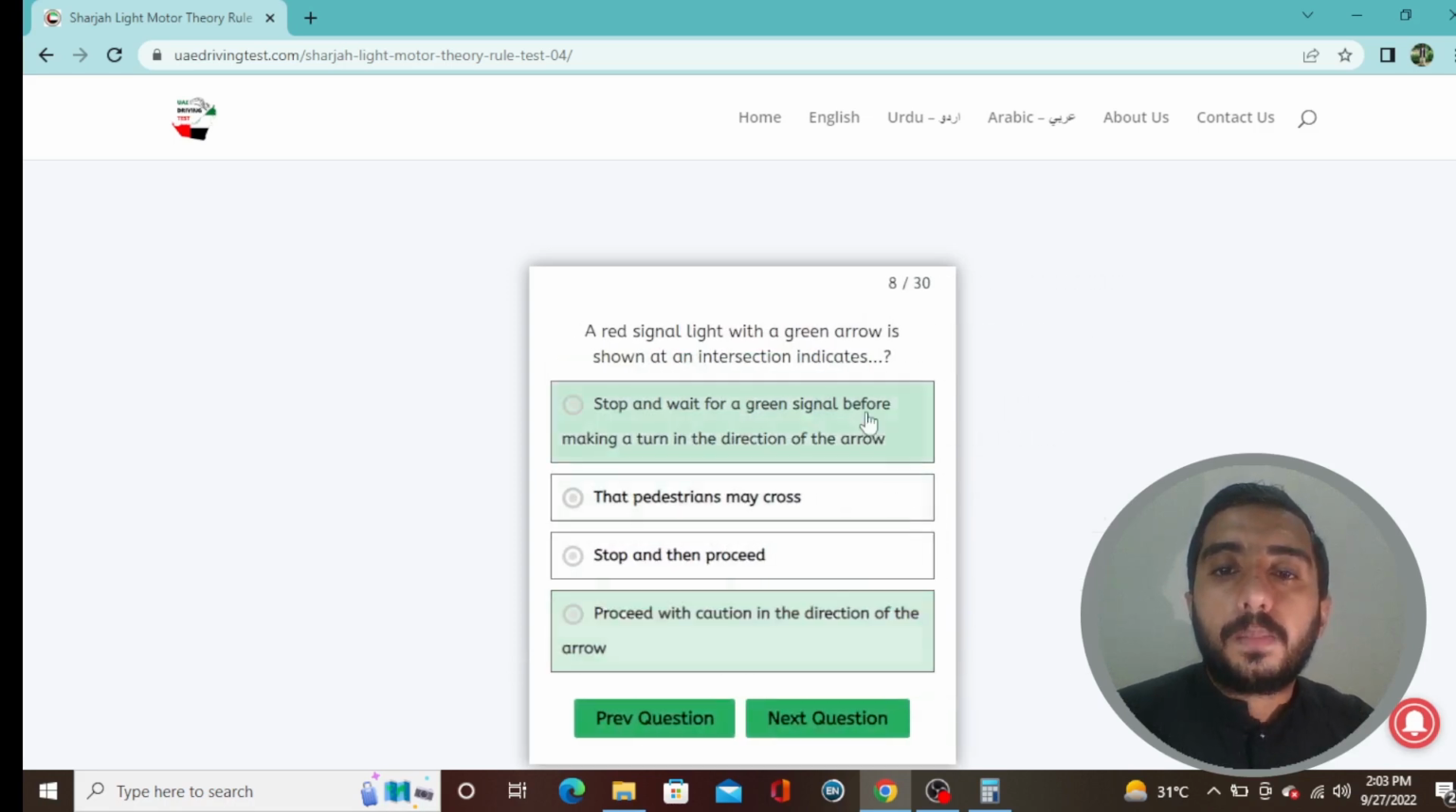Next question. Question number 8 is, a red signal light with a green arrow is shown at an intersection. It indicates proceed with caution in the direction of the arrow. Option D is the correct answer.